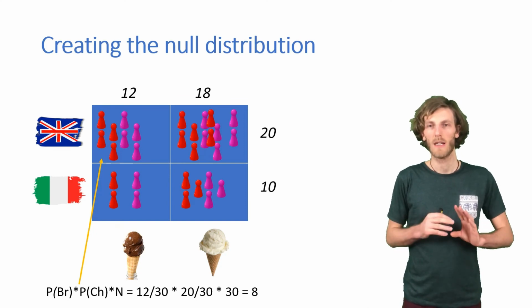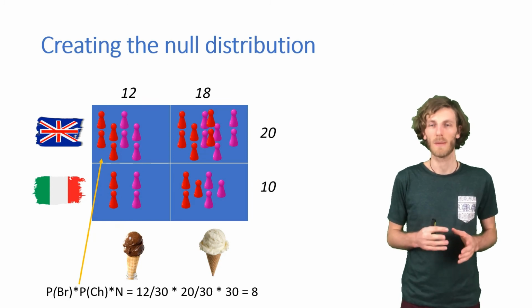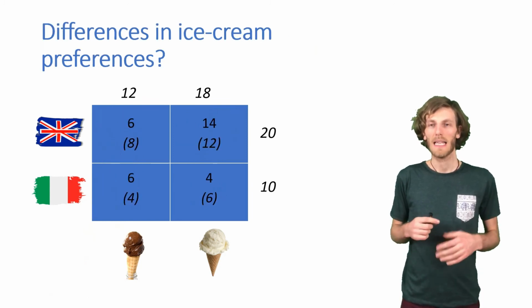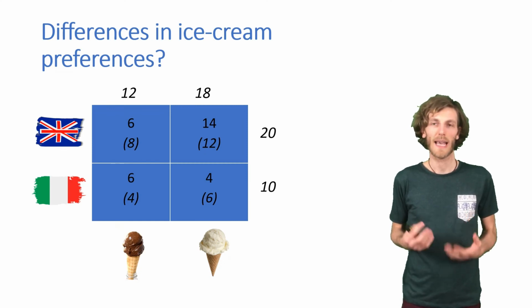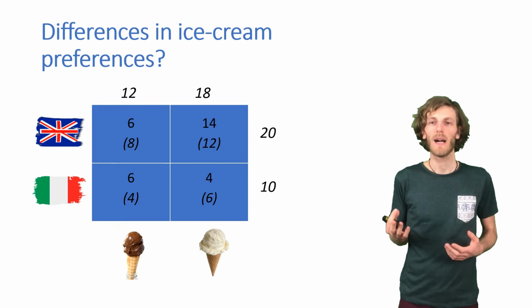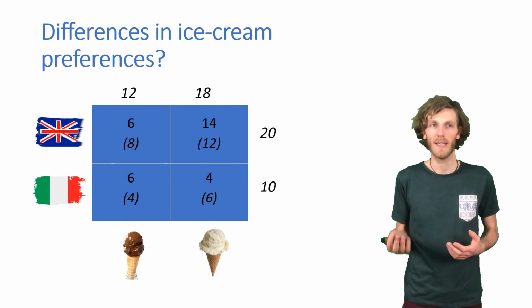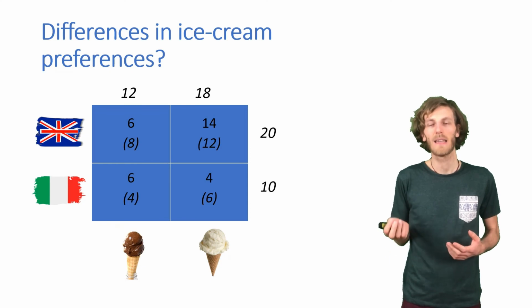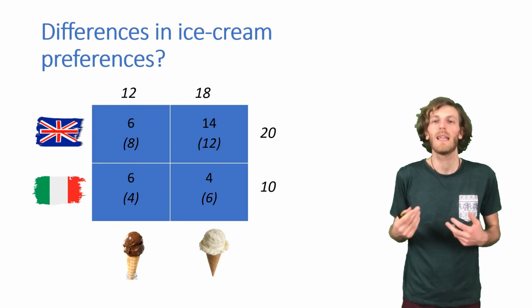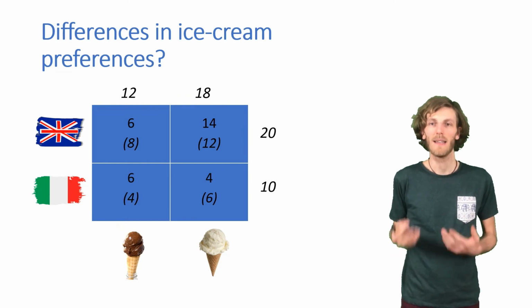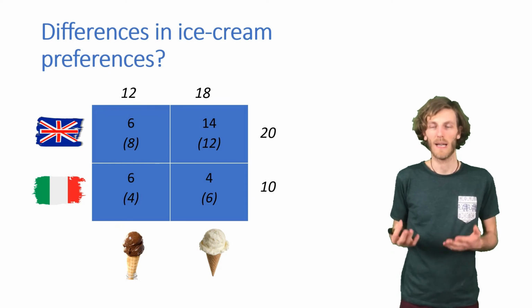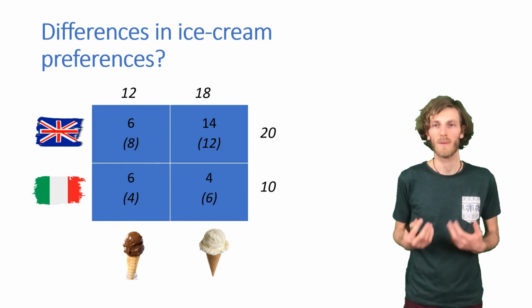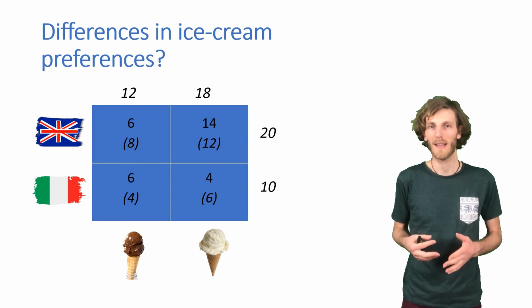This looks a bit different from the hypothetical sample we observed. If we now put both sets of numbers into the same table, we can start comparing them. So we can now see that while we observed 14 British people who liked vanilla ice cream, in fact, there are only 12 that we would have expected to see in that cell under the null hypothesis. Likewise, we actually observed 6 Italians who liked chocolate ice cream. Under the null hypothesis, we would have expected only 4 to be in that cell.